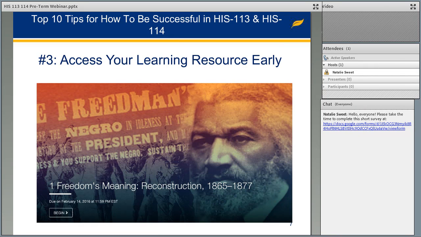For my third tip, access your learning resource source early. On your class page, you will find information on how to purchase your eMaterials and activate your Sumo passkey. You will need your eMaterials to complete all of your class assignments. In fact, your final project, and I know it seems early to be talking about that now, but you'll actually begin working on that final project within the first week of class. That final project has to be completed within the eMaterials.